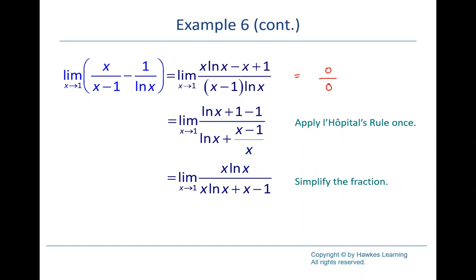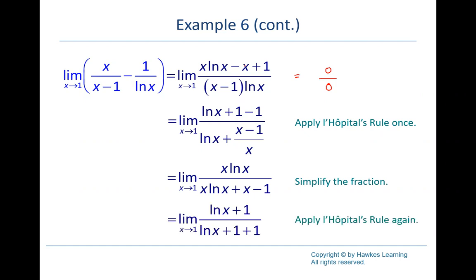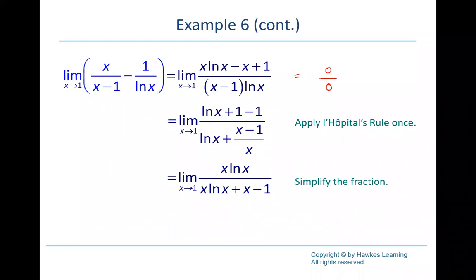Here in the denominator, we have just combined our fractions and then moved that extra factor of x to the numerator. If we attempt to plug 1 into this, we get in the numerator a 0, and in the denominator another 0. Since this is still in indeterminate form of 0 over 0, we will apply L'Hopital's rule once again.